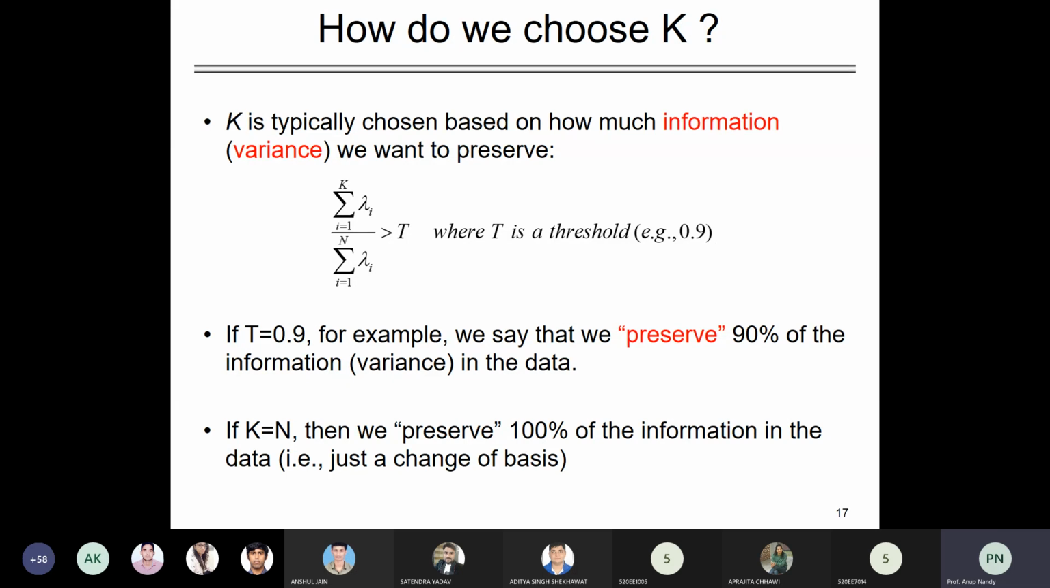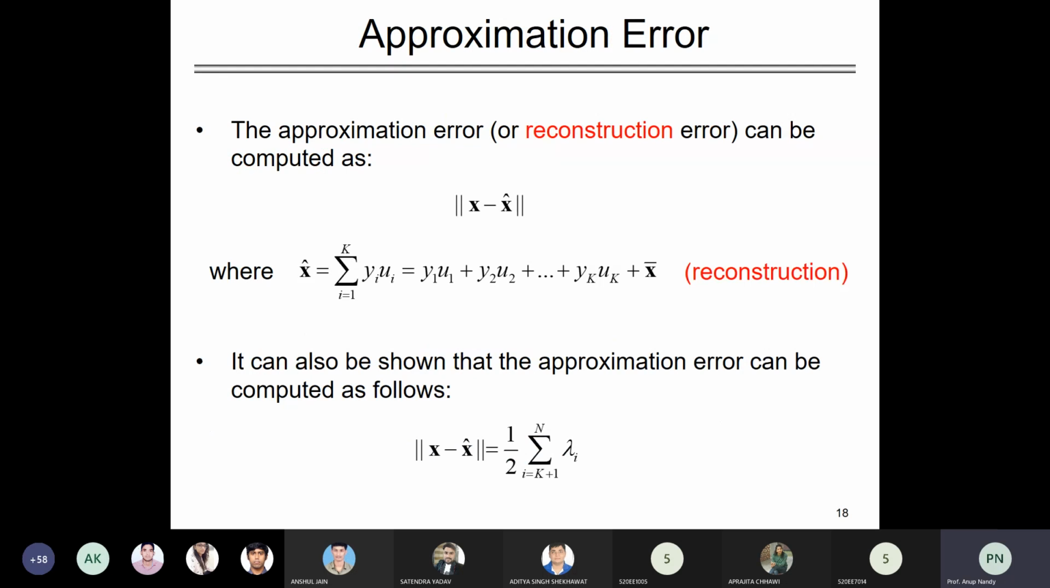Now if K is equal to N, it means that we are going to preserve 100% of the information in the data. So it is just a change of basis. Now here you have to again compute the approximate error. We have already computed the approximated absolute error and the relative error. The approximate error is sometimes known as the reconstruction error, which can be computed as the norm of x minus x hat.